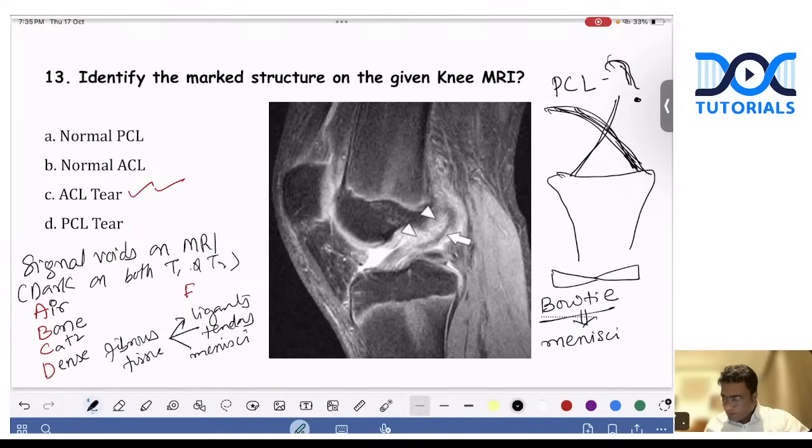If you see, you can see a part of it here, right? So this, like this. These are the menisci. You see that bow tie like area, okay? It's a different section, but if you see a bow tie like area, that would be the menisci.